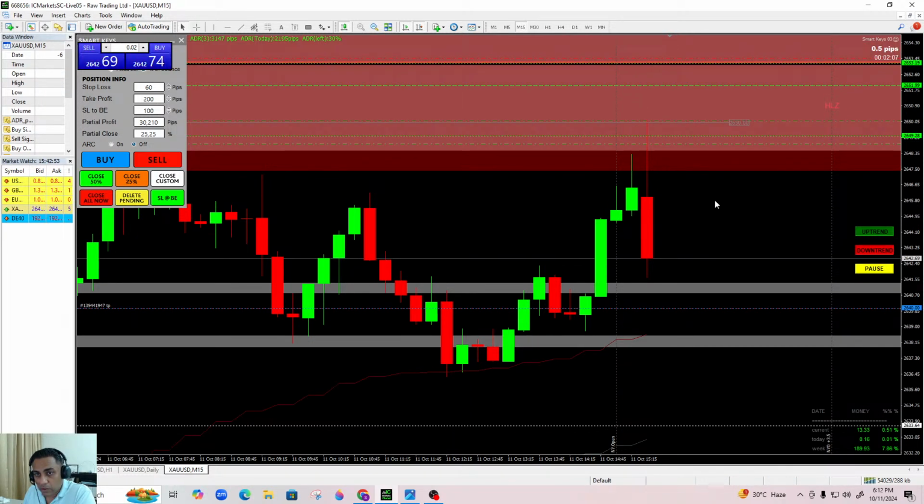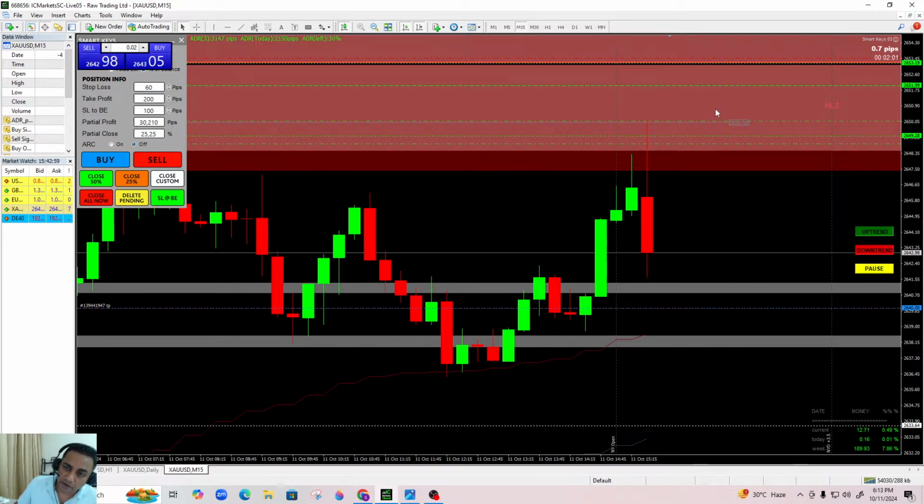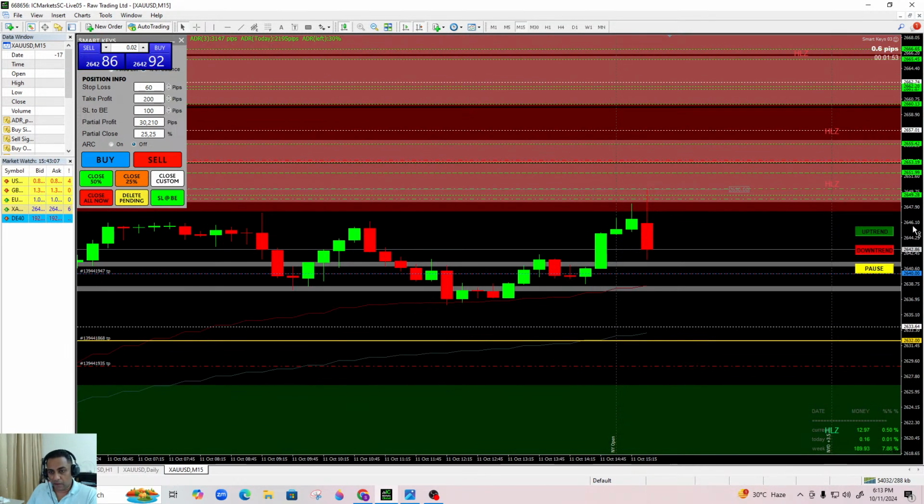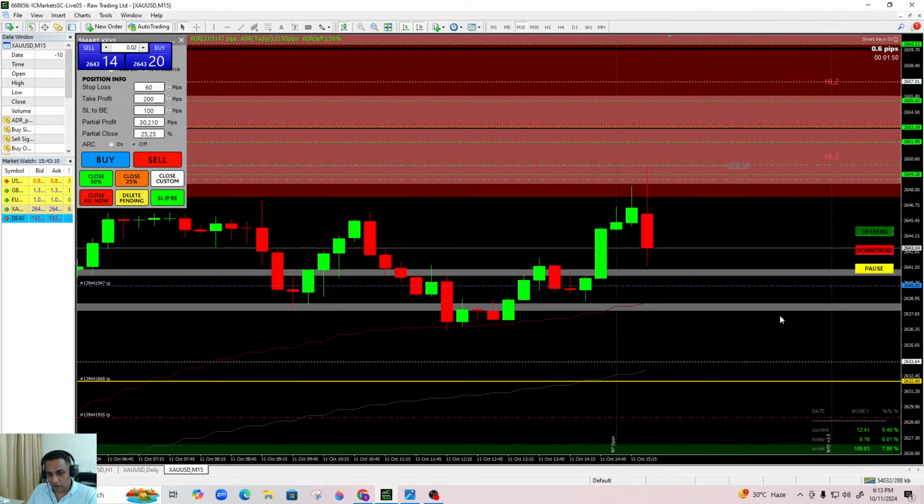I may close the trade if a candle closes back in this light red area, then I will probably close one of the positions. Otherwise, I'm not doing anything. Stop loss is set. TP levels are set. I'm just going to leave this trade, let this trade run to the final TP level here, 210 pips.